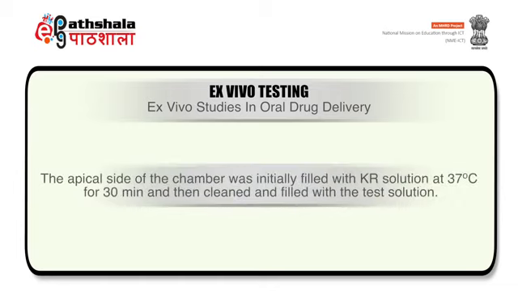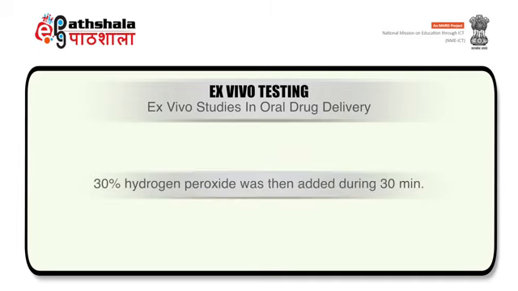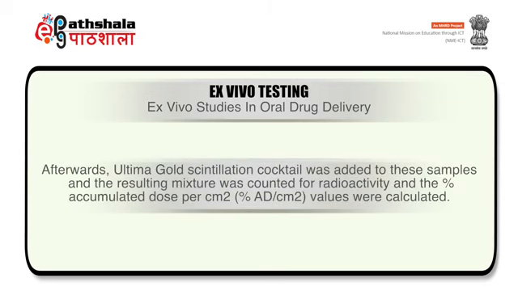The apical side of the chamber was initially filled with KR solution at 37 degrees centigrade for 30 minutes and then cleaned and filled with test solution. One hour post application, the apical side of the chamber was washed with KR solution and the colonic samples were removed and a tissue solubilizer was added. 30% hydrogen peroxide was then added during 30 minutes. Afterwards, Ultima Gold scintillation cocktail was added to these samples and the resulting mixture was counted for radioactivity, and the percentage accumulated dose per centimeter square values were also calculated.